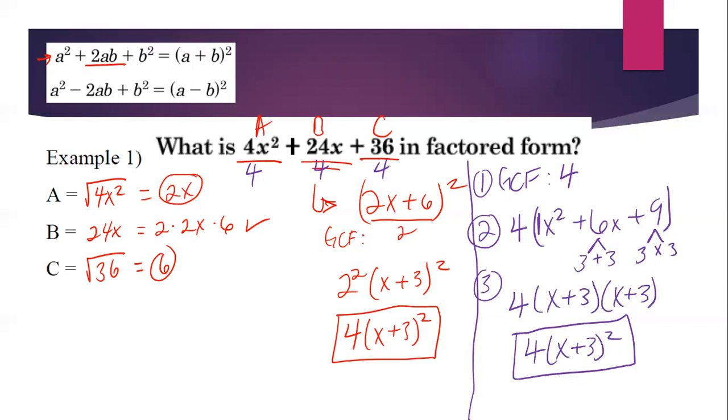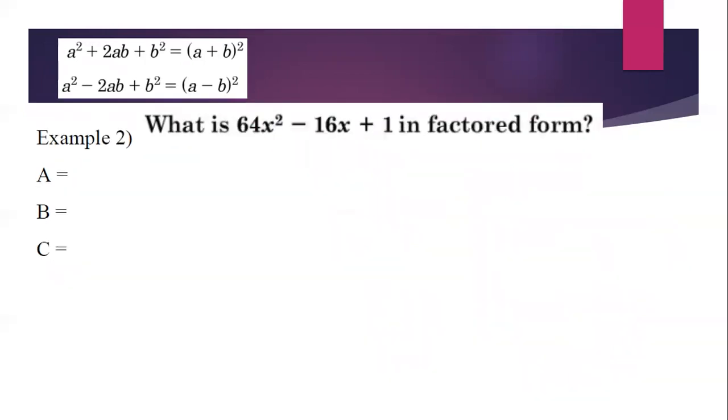Okay, so we're gonna do this again. We're gonna do another example. We're gonna do an example with the shortcut, and then we're gonna do an example with the classic way, okay? So here we have 64x squared minus 16x plus 1, okay?